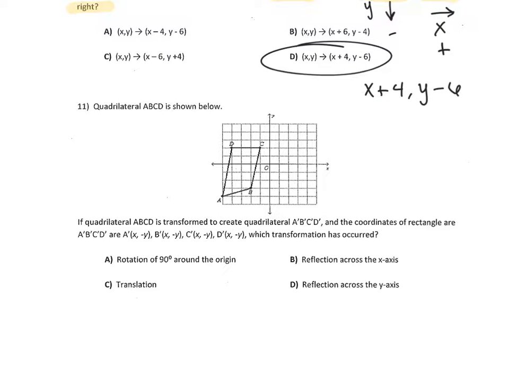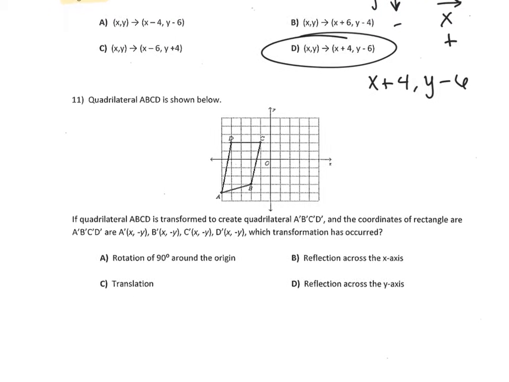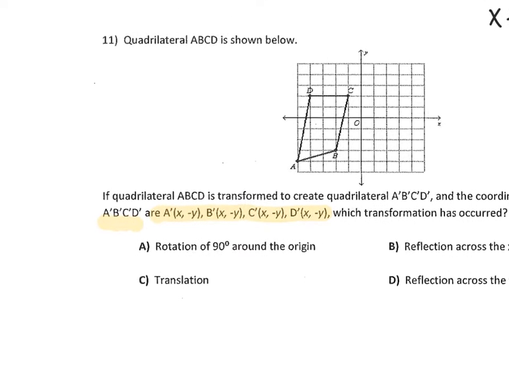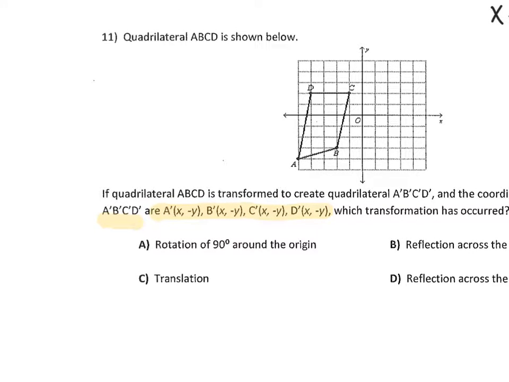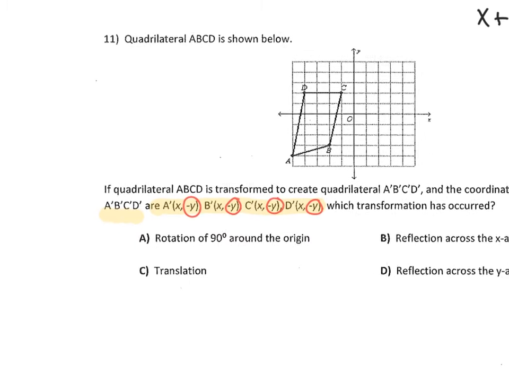Number 11, quadrilateral ABCD is shown below. If ABCD is transformed to create A prime, B prime, C prime, D prime, the coordinates are A, x negative y, B, x negative y, C, all the same. So what's the only thing that's changing on these coordinates? They're staying in the same order, so we know it's probably not a rotation. The only thing that's changing is the sign in front of our y.